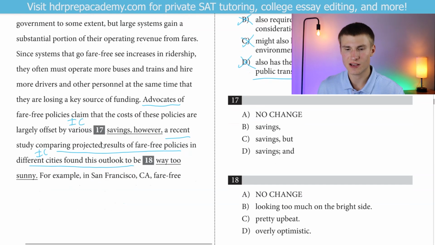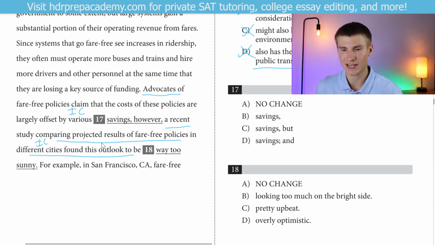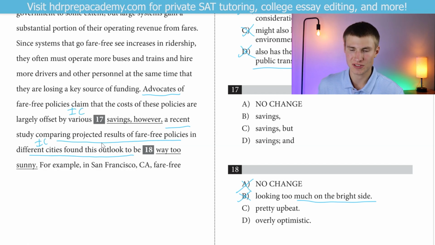Okay, way too sunny. That's not fitting the tone of our passage. The tone of our passage is academic. Okay, looking at answer choice B, looking too much on the bright side. That's very wordy. Also, not maintaining the same tone as our passage. Option C, pretty upbeat. That's closer, but still too casual. Answer choice D, overly optimistic. That fits the academic tone of our passage. That'll be our correct answer there.